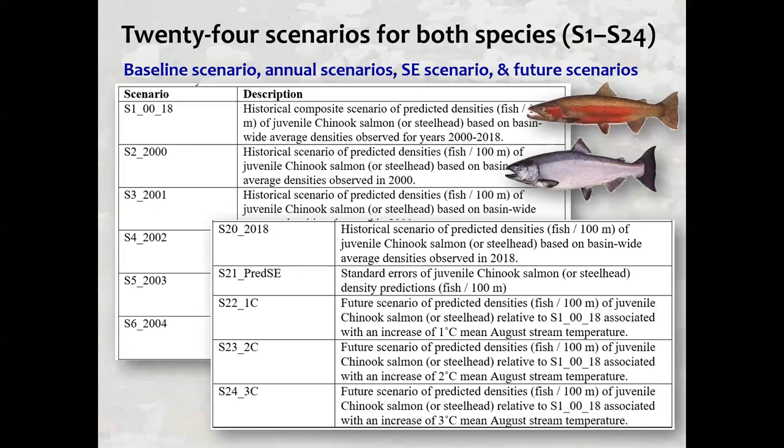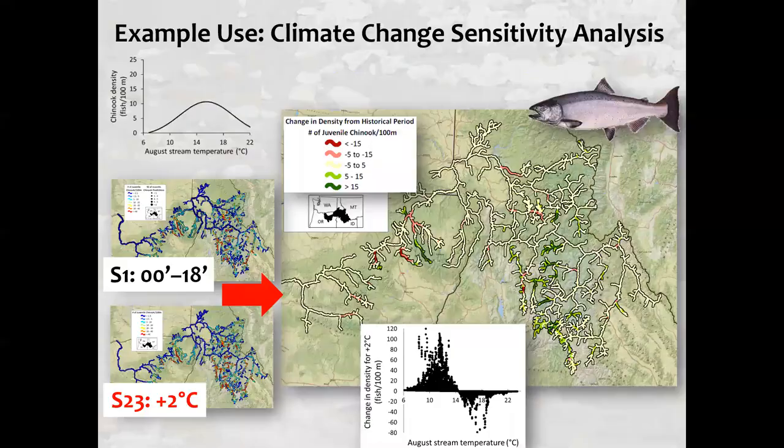And so we created then, after that baseline scenario, an additional set of scenarios representing each individual year within this study period from 2000 to 2018. We've got a scenario in there that also represents the spatial uncertainty in the predictions from the model. And then we've got three scenarios that represent future climate change scenarios. So, if stream temperatures were to increase by 1 degree Celsius, 2 degrees Celsius, or 3 degrees Celsius, what would that look like in terms of predicted effects on these two species?